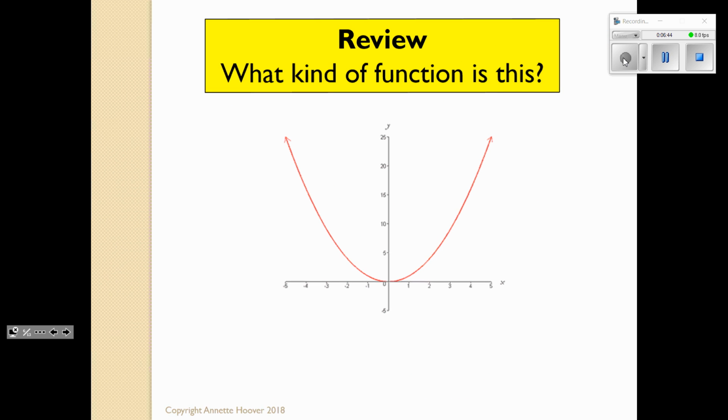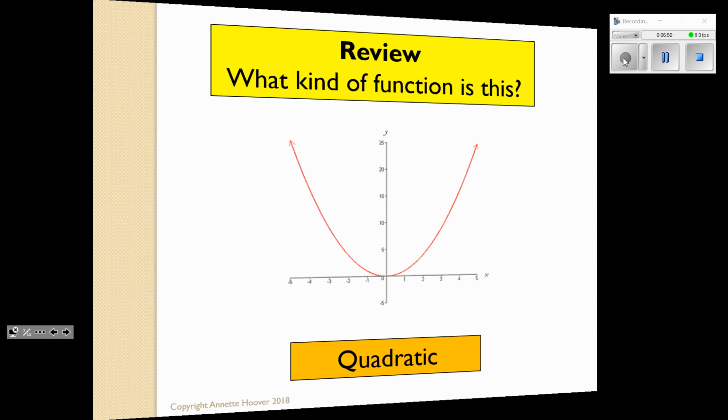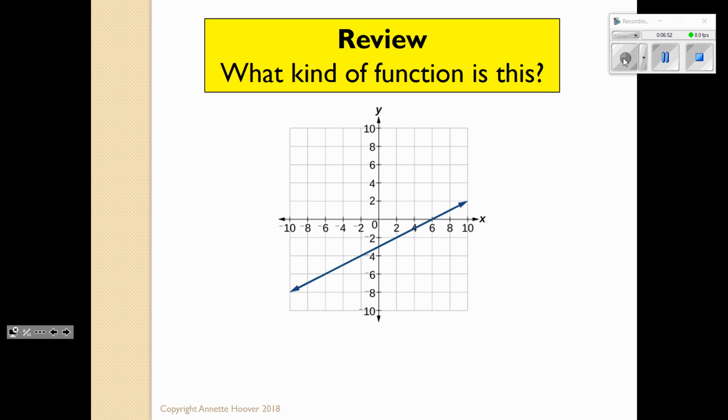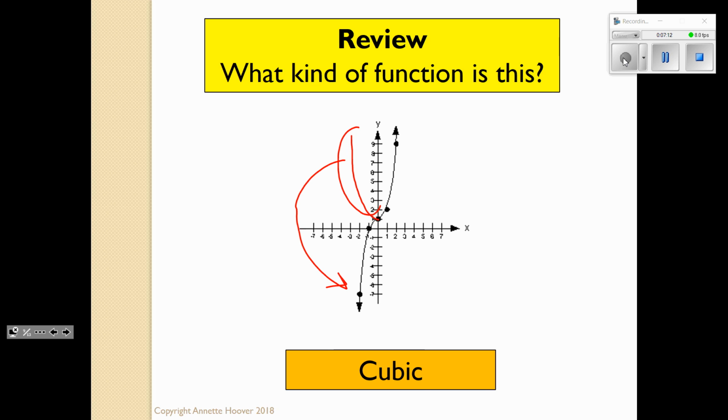What kind of function would this be? That shape is a parabola, so that is a quadratic equation. This is a straight line, and straight lines are called linear equations. Here's the one that again looks like it could be a parabola, but the second half has been bended down, and that kind of function is a cubic function.